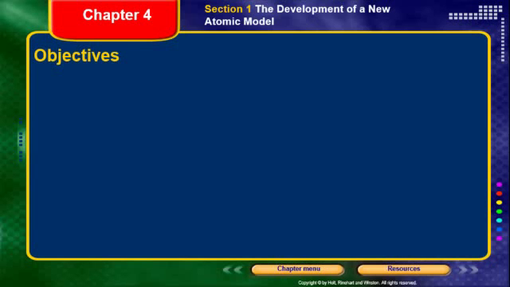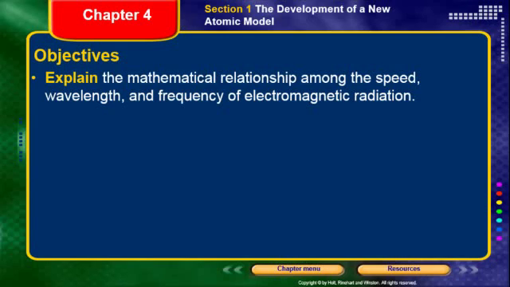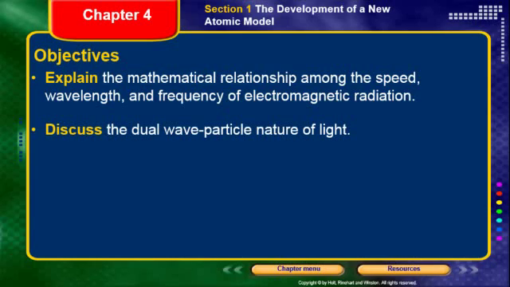All right, chemistry, this is your video lecture for chapter 4, section 1. In this section, we want to be able to explain the mathematical relationship between speed, wavelength, and frequency of electromagnetic radiation. We want to be able to discuss the dual wave particle nature of light.